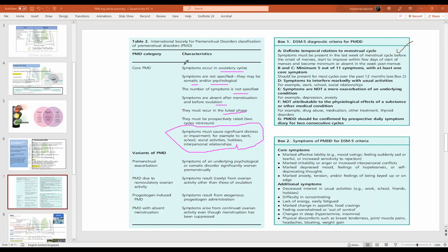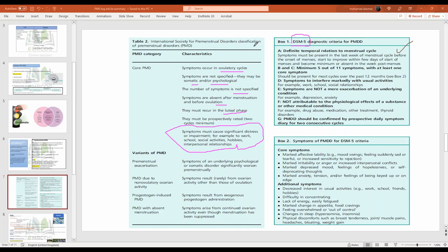So for a woman to meet the criteria of the DSM-5, she must have 5 out of these 11 symptoms. Okay, clear? Okay, so next, symptoms interfere markedly with usual activities. This is easy: work, school, social relationships.